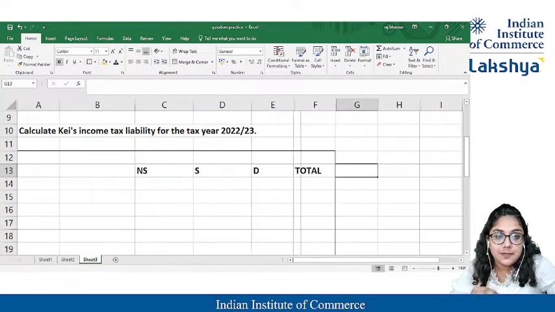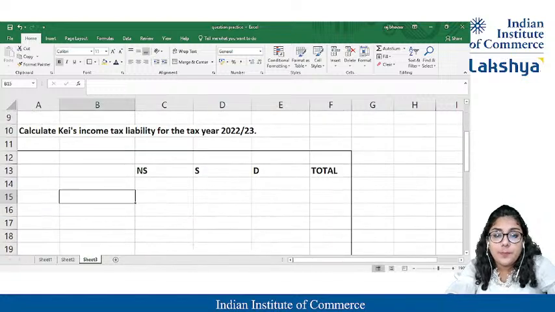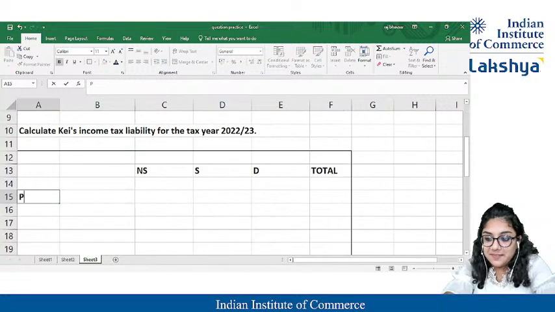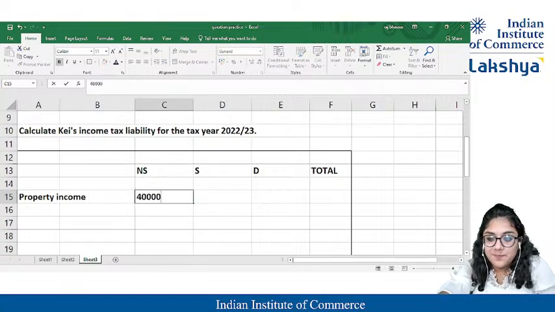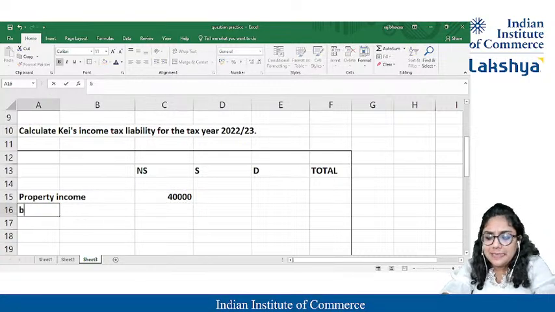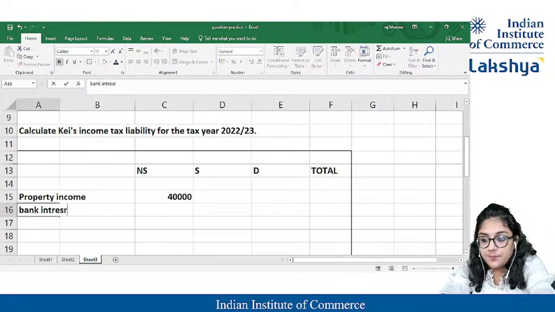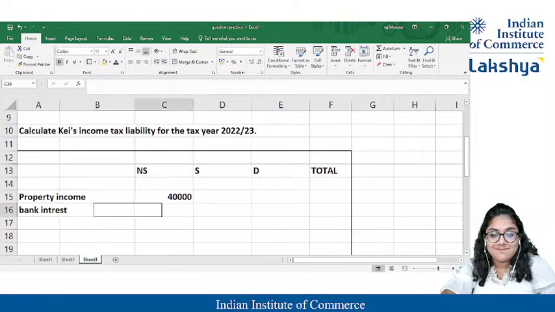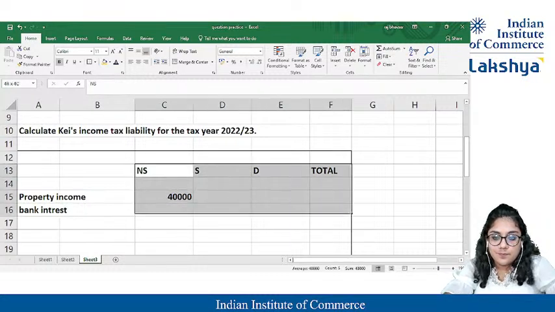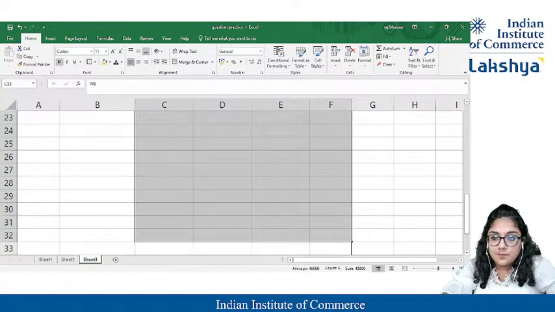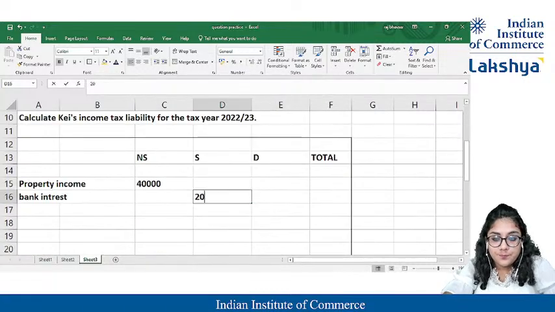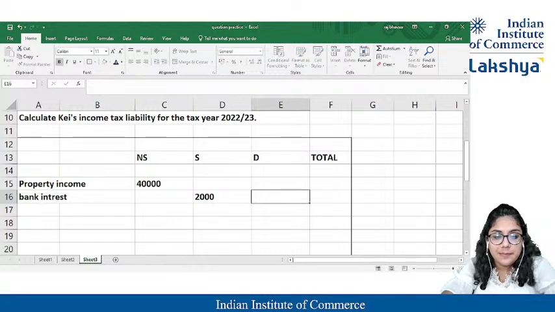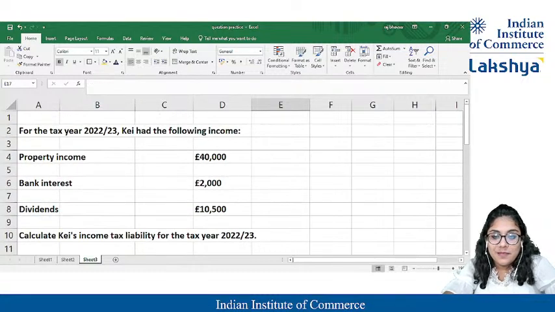Let's read it. Initially, what is my property income? It's 40,000. Let's write 40,000 over here. What is my bank interest? My savings bank interest was 2,000. And what was my dividend income? 10,500.